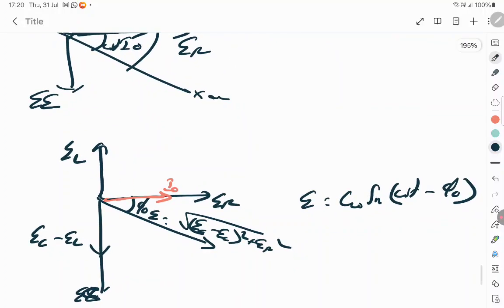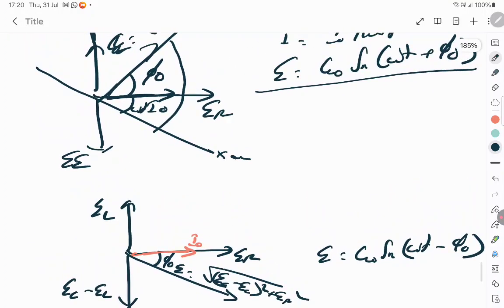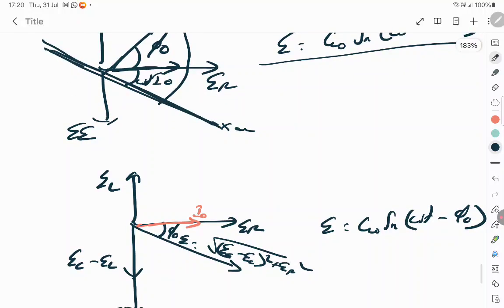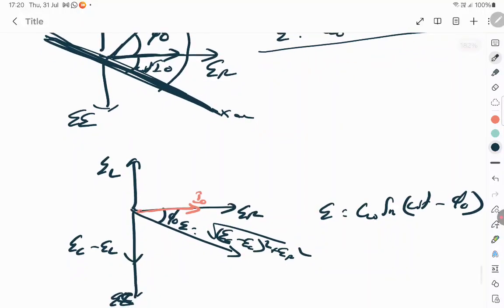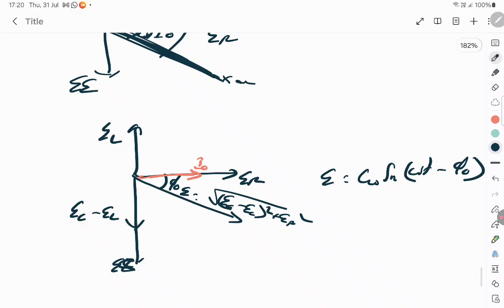So in such a way you have to construct. You put the x-axis here in this case, so it became omega t plus phi naught. Here it should be omega t minus phi naught. So where should I place my omega t? And then where should I place my x-axis? The angle that this resultant makes with the x-axis should be some big angle minus phi naught.